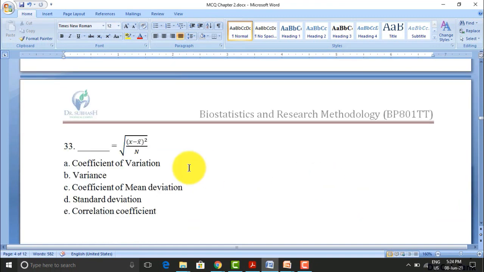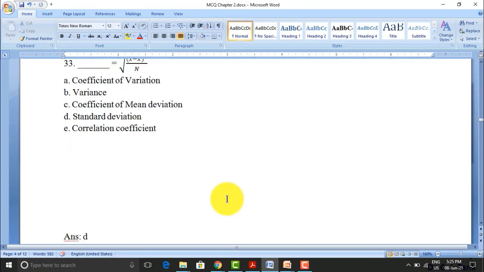Next question, the equation blank is equal to the equation, that is under root of x minus x bar square divided by n. This equation is for what, that we have to find out. A, coefficient of variation. B, that is the variance. C, coefficient of mean deviation. D, that is the standard deviation. Option E, correlation coefficient. So over here the correct answer is D. The equation stands for the standard deviation.